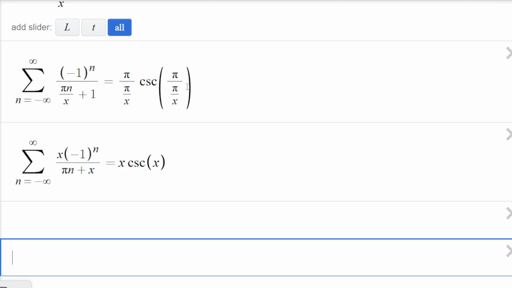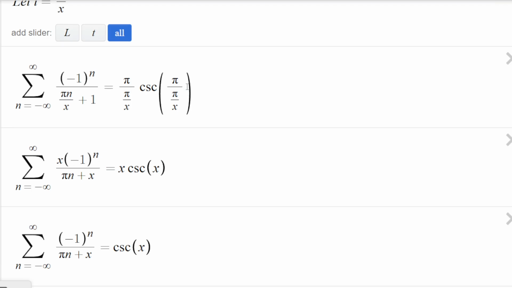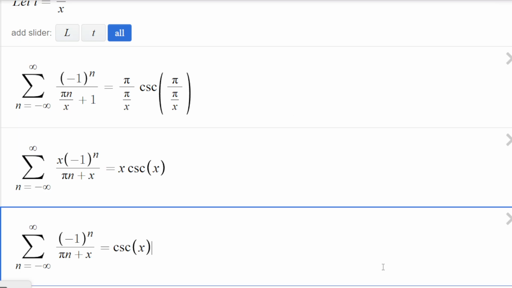And for our final step, we simply divide both sides by x to arrive at our desired identity.